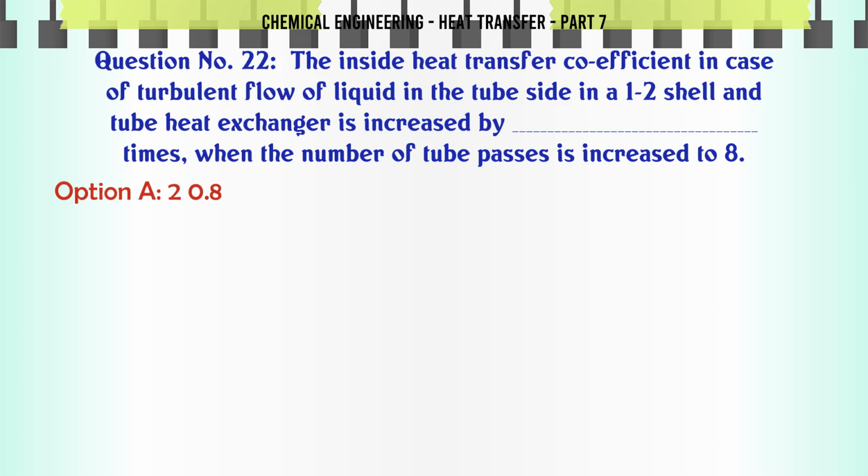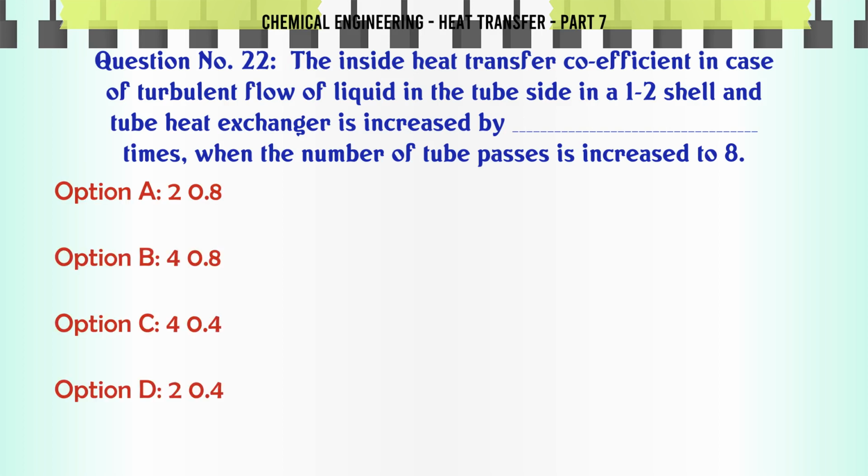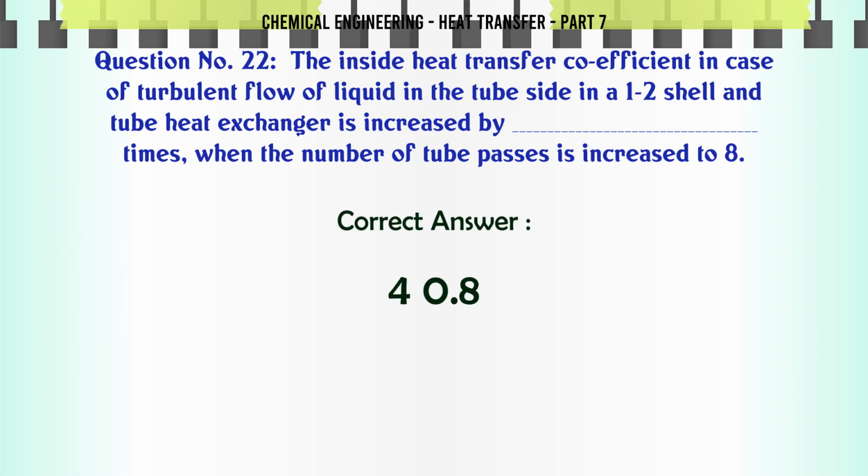The inside heat transfer coefficient in case of turbulent flow of liquid in the tube side in a 1-2 shell and tube heat exchanger is increased by times when the number of tube passes is increased to 8. A. to 0.8. B. by 0.8. C. by 0.4. D. to 0.4. The correct answer is by 0.8.